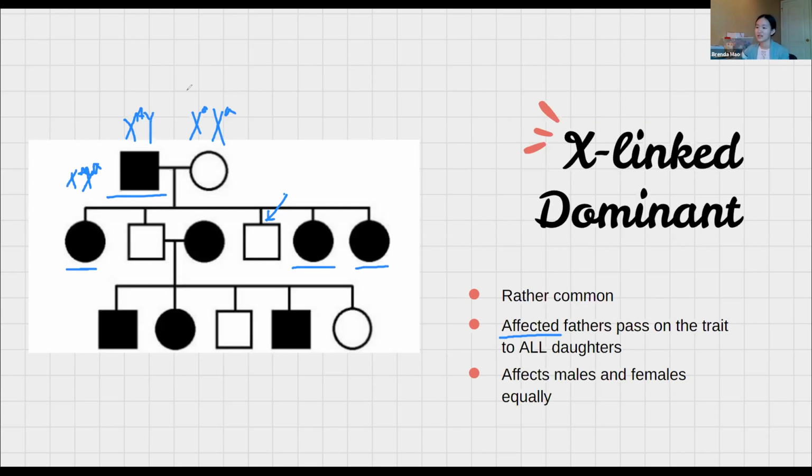I hope you kind of get the idea. You would use a Punnett square cross for it, which I think I have a slide on later on. But the reason why these males, or the sons, don't have it is because the mother doesn't have the trait, which will make sense on this slide.